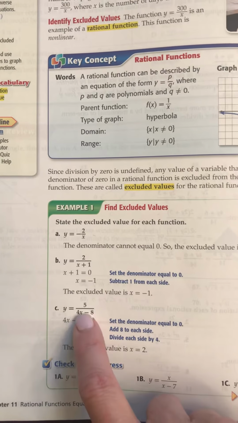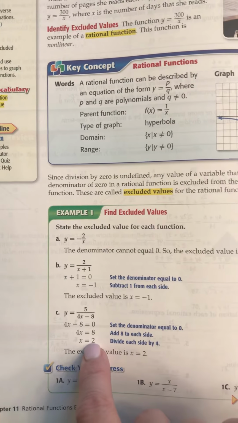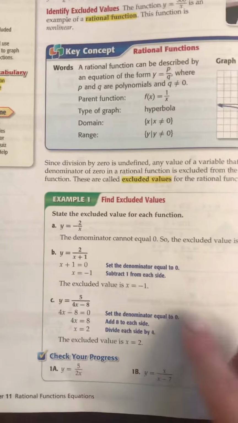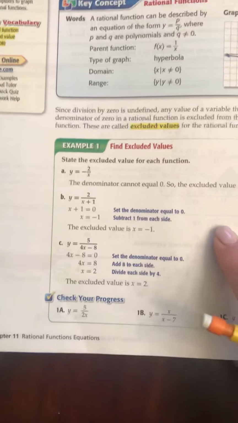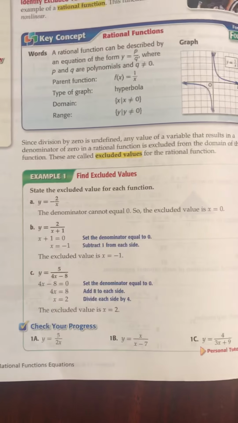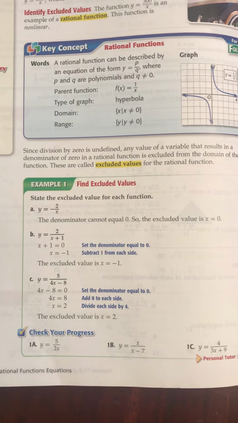Same thing here. Set 4x minus 8 equal to 0. You eventually get 2 when you do that. 2 would be an excluded value. If you plug 2 back in, it's a problem. You do not want that. So an excluded value is just something that the denominator cannot be. To figure that out, just set your denominator equal to 0, and then whatever you get, of course, is your excluded value.